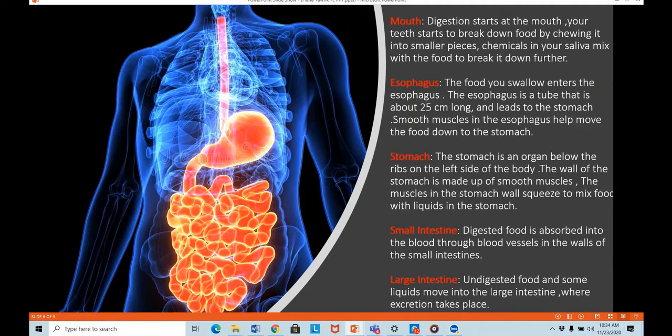Small intestine. Digested food is absorbed into the blood through blood vessels in the walls of the small intestine. Large intestine. Undigested food and some liquids move into the large intestine, where excretion takes place.